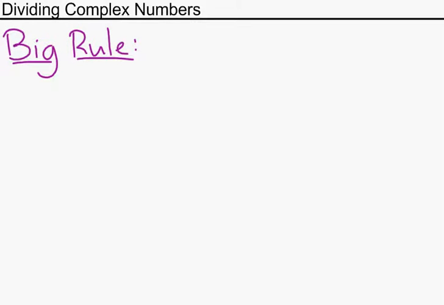Dividing complex numbers is an odd process because there's simply one big rule that we have to make sure that we adhere to. That big rule is that we can have no imaginary numbers, or no i's, in the denominator. If we see an i in the denominator, we have to do all we can to get rid of it. And that is dividing and simplifying complex numbers. So what does this look like?